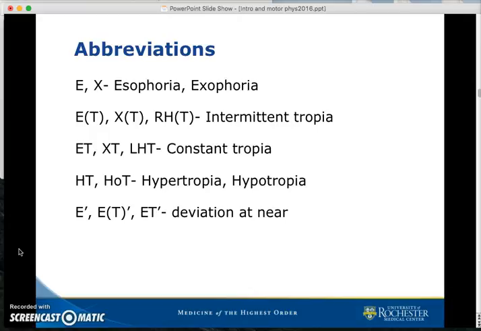If you put an apostrophe next to the E or the T, it's a deviation at near. So again, the difference is: no T is phoria, T is tropia, parentheses is intermittent tropia, and an apostrophe is deviation at near.